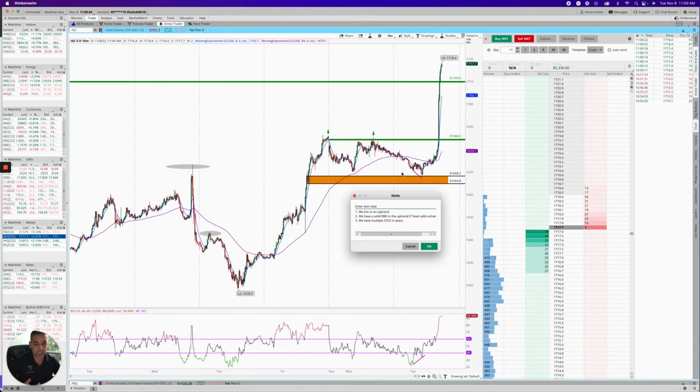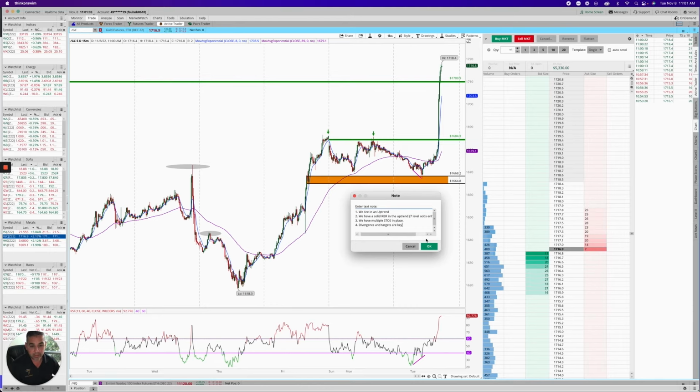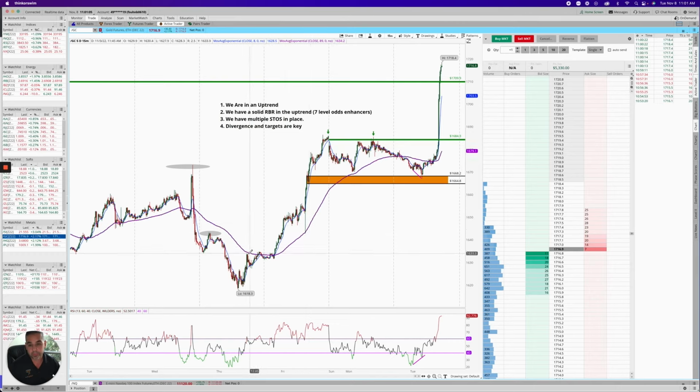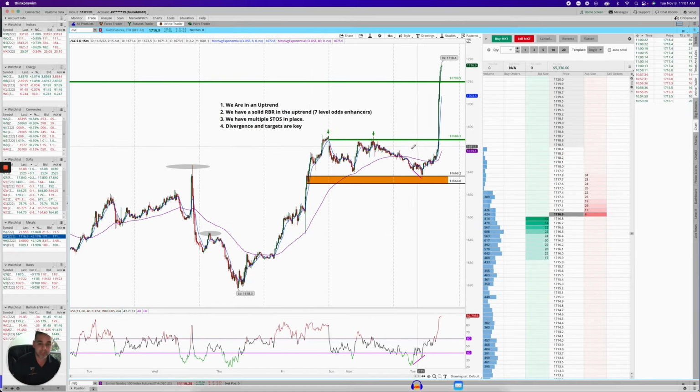How we want RSI, how we want fibs to look. Do we have critical areas? All of those things are some of the things that we look at. And then number 4 is divergence and targets are key. So we've got divergence into the trade and targets out of the trade. And we use a lot of our stacking the odds studies and different exit strategies to determine where our targets are. So there's a reason why we have these arrows here.